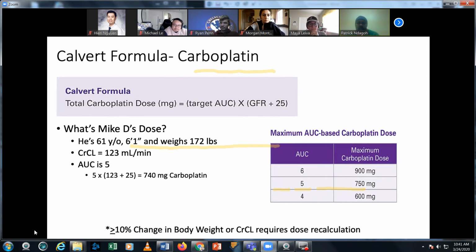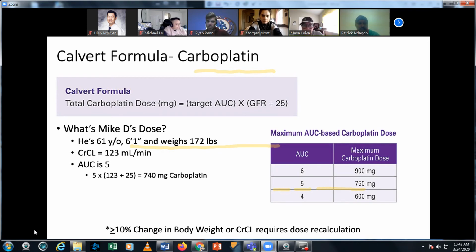All right. Yeah, I have a question. Yeah, what's up? Yeah, so look at the surface area. The AUC, you have 6, 5, and 4. So what prompted you to choose 5 instead of 6 or 4? Yeah, so it really just depends on the type of cancer they have and also the protocol.